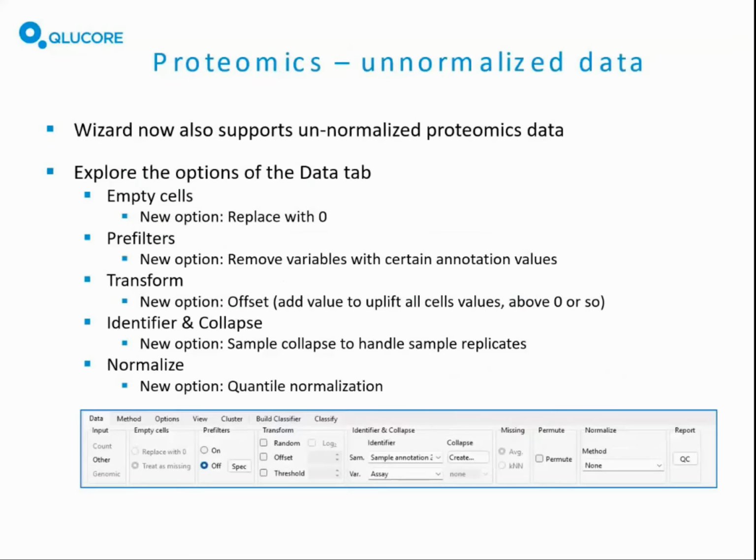There is a new transform part where you can offset your data. Before you could have thresholding of your data, now you can uplift your data also. There is a new part in identifier and collapse where you can collapse on the sample side, and as I mentioned before, there is now also quantile normalization supported.